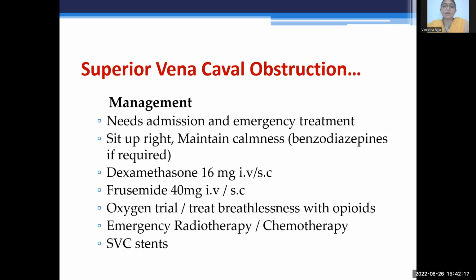And dexamethasone, how does it help? It helps to decrease the peritumoral edema, which is around the mass. It is not going to shrink the mass. It is only the peritumoral edema, which is around the tumor mass, that it helps to bring down. And also it helps to bring down the edema in case of laryngeal edema.